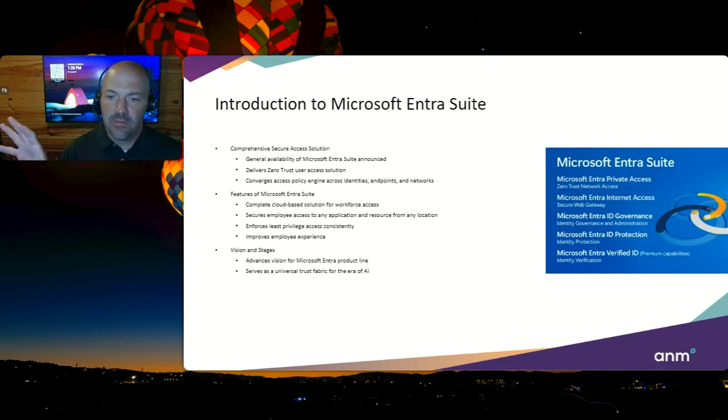These are in commercial. I don't think these are in GCC yet. I know for a fact that these are in commercial. I'll have to check to see if these are in GCC though. But they're GA, and the license set that you have to get is actually called the Entra Suite. You used to, if you had the Entra Plan 2, have these features. Now when they went GA, they released it inside this Entra Suite, but you can purchase these as individual components as well. So if you just need Private Access or you just need Internet Access, you can purchase those if you need.